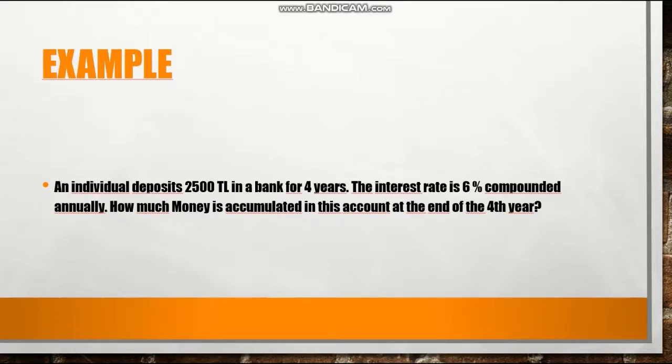As an example, an individual deposits 2,500 Turkish lira in a bank for 4 years. So we can say as given, P is equal to 2,500, right? And N is going to be 4 years. The interest rate, which is I, is equal to 6%, compounded annually. How much money is accumulated at the end of 4 years?